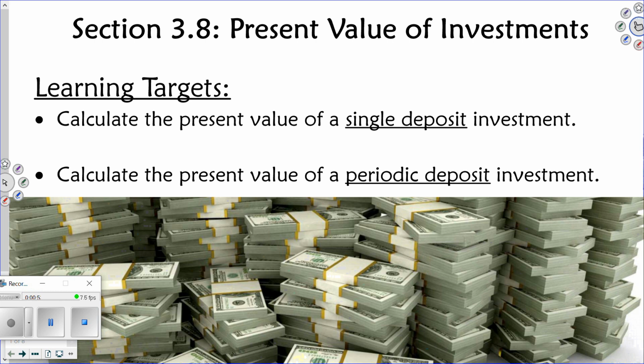All right. So guys, for today, the goal is to calculate the present value of a single deposit investment. If it's a single deposit, what's that mean? Once. I'm taking one amount of money, I'm putting it in the account one time, and I'm just going to let it grow with interest. Okay, and then the present value of a periodic deposit is like every month I'm going to put so much money in here. So like how much will I have to put in every month to get 100 grand in 10 years, whatever you're trying to figure out.